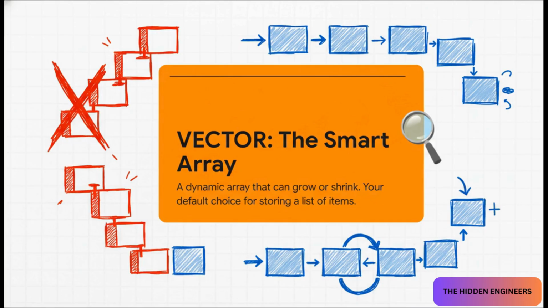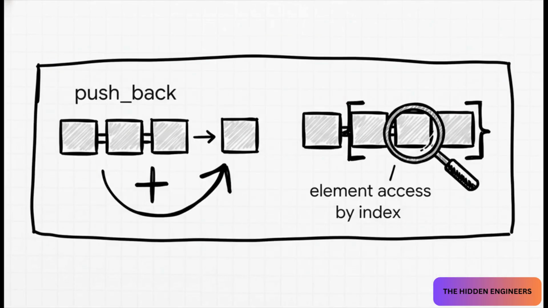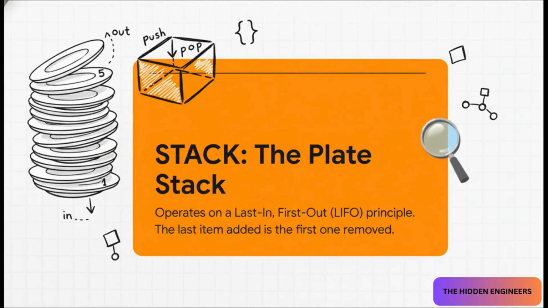And honestly, this is the most important tool in the whole box. Forget about old-school fixed-size arrays. A vector is a smart array. It just grows automatically when you add stuff to it. It should be your default choice for pretty much any list of items. And look how easy it is to use. push_back just adds a new element to the end, and you can grab any element using its index, just like a normal array. Simple, clean, effective. It's that easy.